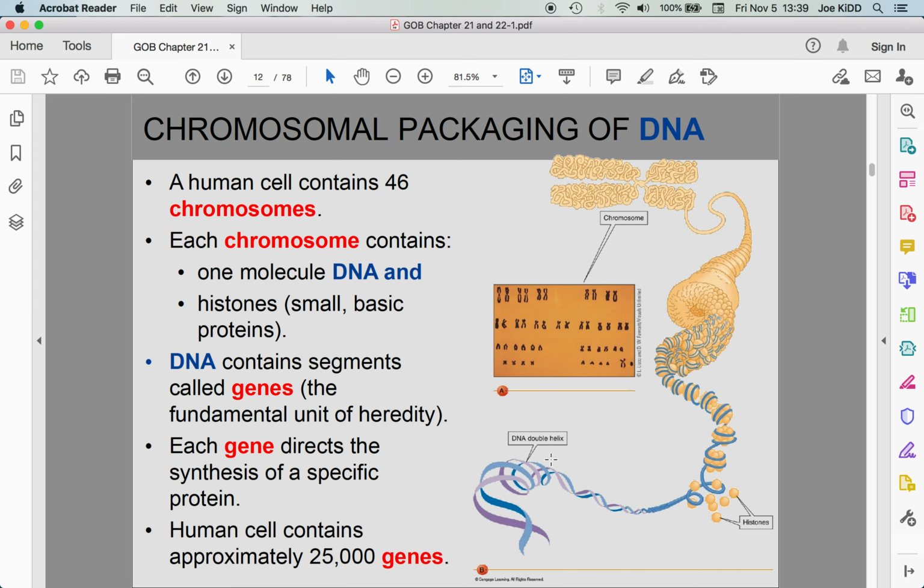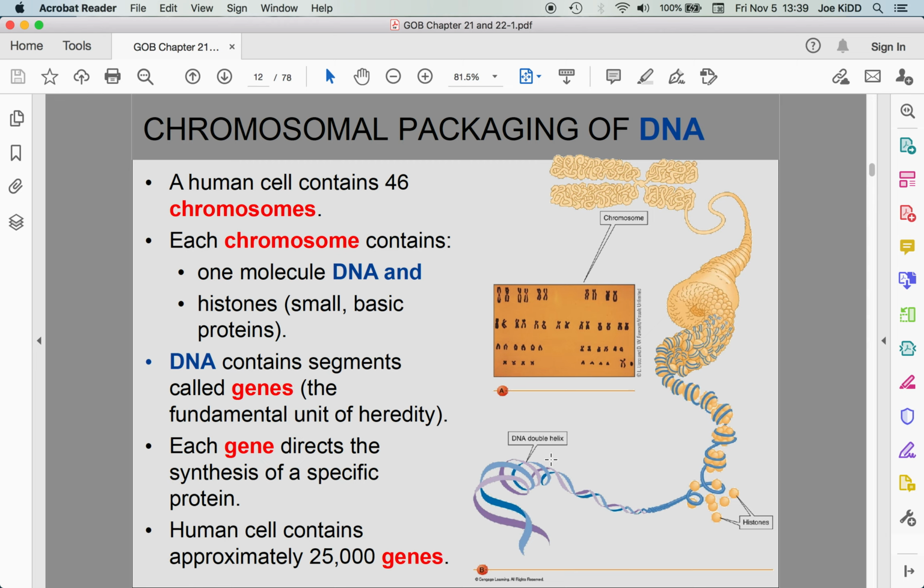The chromosomal packing of DNA. So a human cell contains 46 different chromosomes. Each of these chromosomes contains 1 molecule of DNA and histones. Histones are like little basic proteins that help organize the coiling up of the DNA so it doesn't become clustered. DNA contains segments called genes, and each gene will direct the synthesis of a specific protein. In total, a human cell contains approximately 25,000 genes.